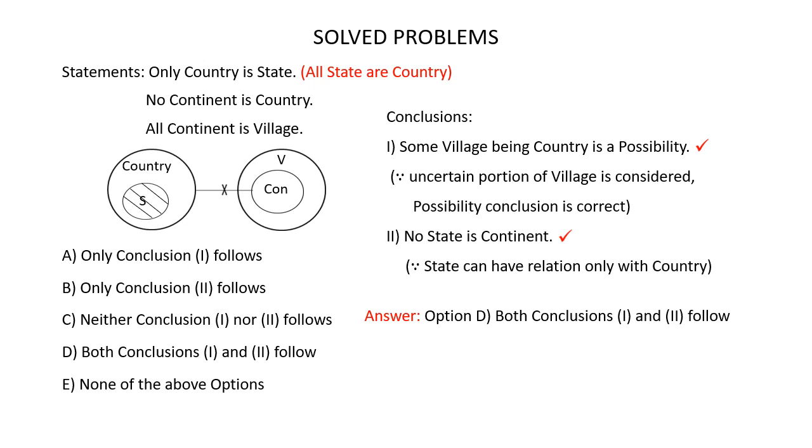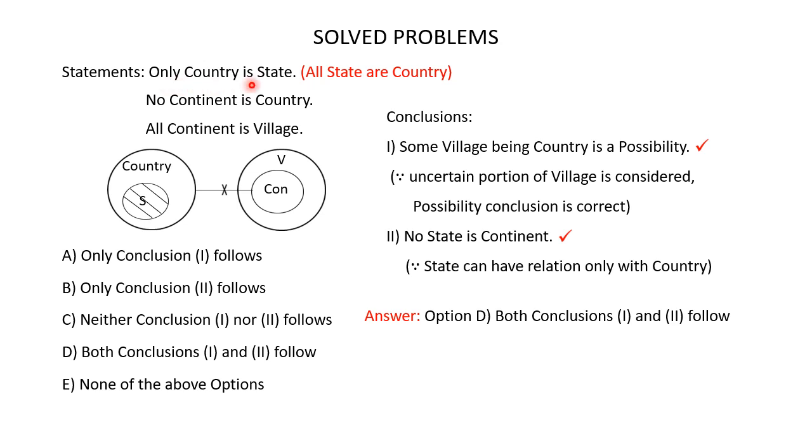In this question, you are given 3 statements and 2 conclusions. Let's find out which of these conclusions follow from the logic given in these statements. To do that, first we have to draw a Venn diagram for these statements. Now the statements are only country is state, no continent is country, all continent is village. So let's draw a Venn diagram for these statements.